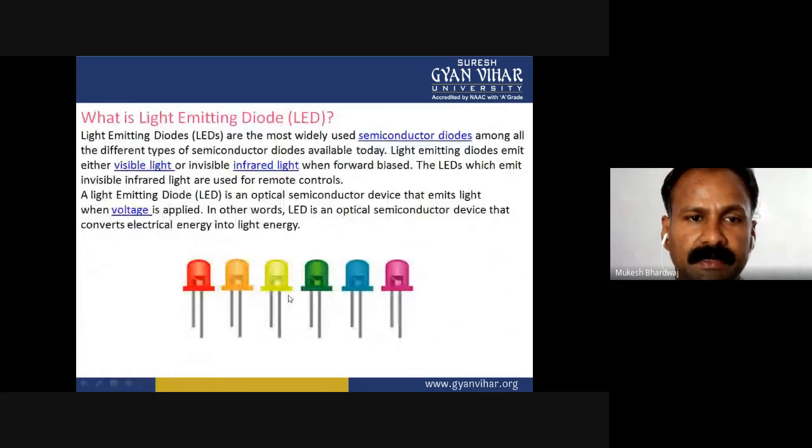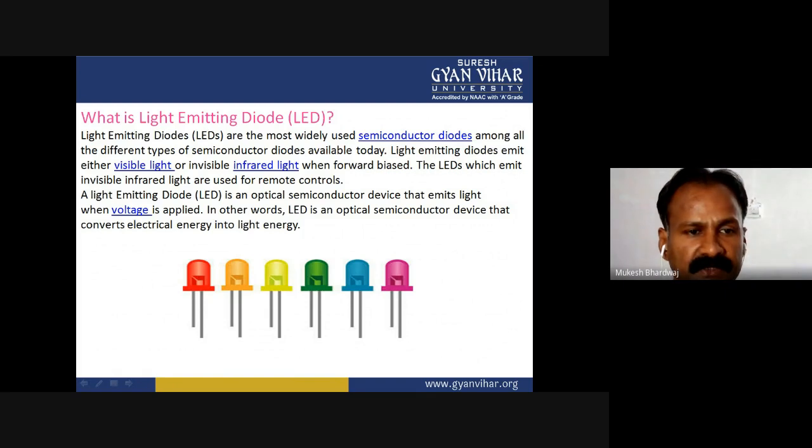What is a light emitting diode? Light emitting diodes are the most widely used semiconductor diodes. Among all the different types of semiconductor diodes available today, light emitting diodes emit either visible light or invisible infrared light when forward biased. The LEDs which emit invisible infrared light are used for remote controls.